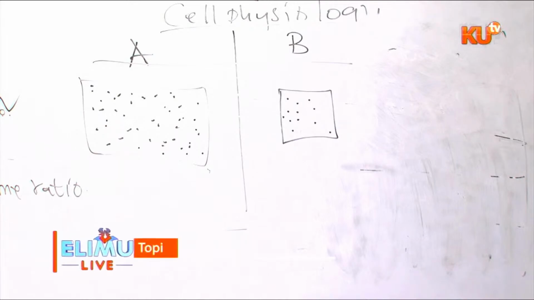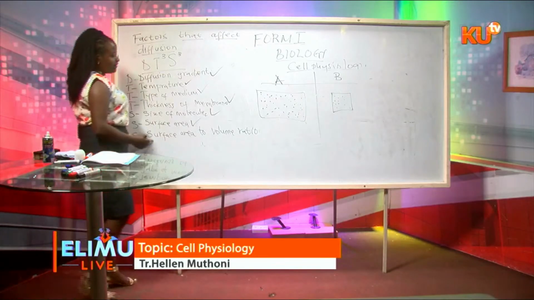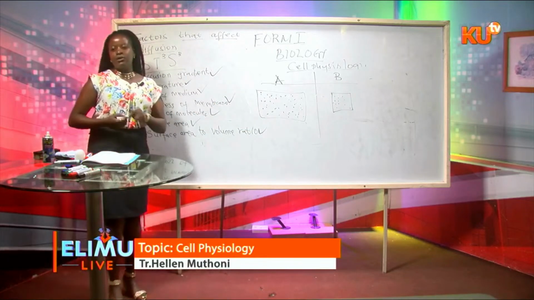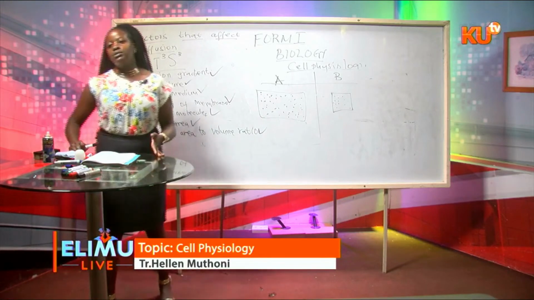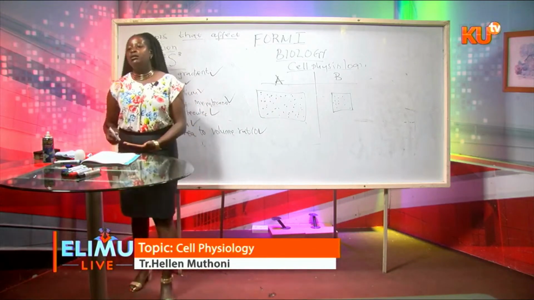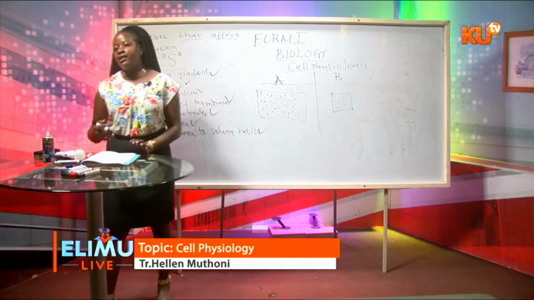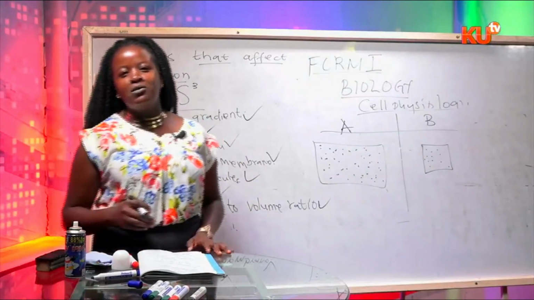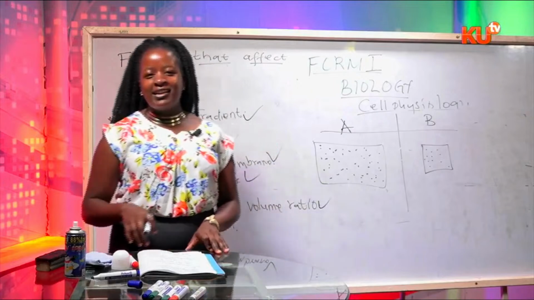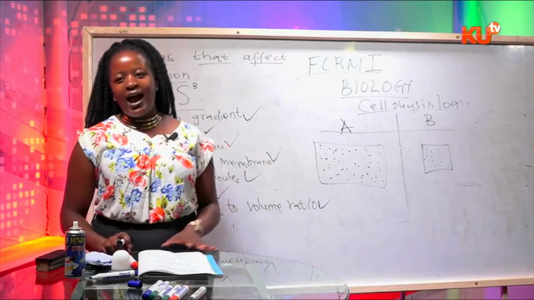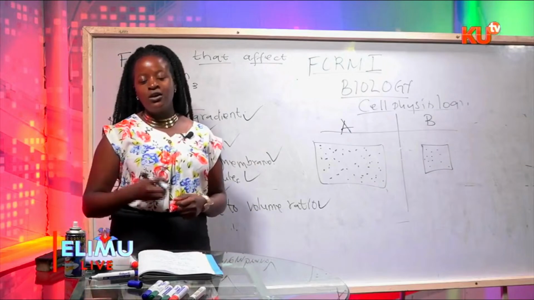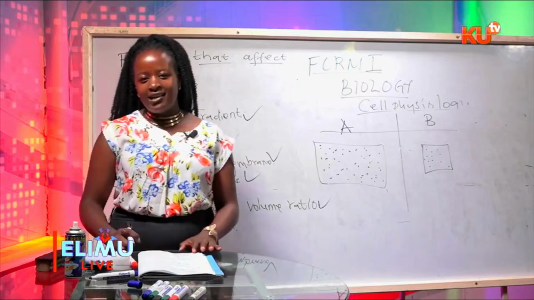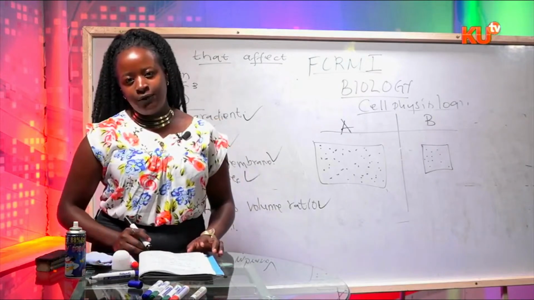Last but not least, we have surface area to volume ratio. Surface area to volume ratio is a comparison between the surface exposed, for example, for an organism, versus its volume. So the higher the surface area to volume ratio, the higher the rate of diffusion. So those are the 7 factors that affect the rate of diffusion.